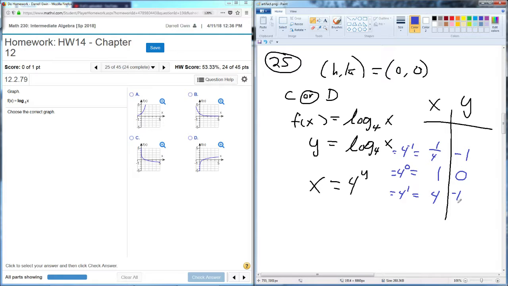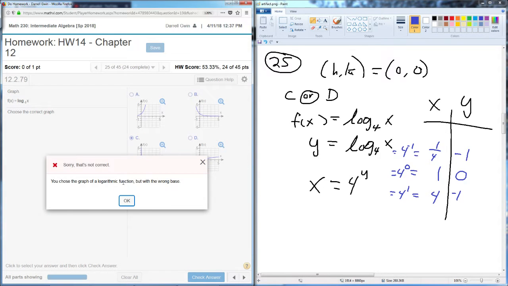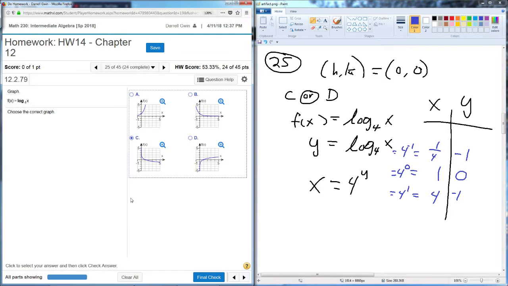So 4 to the right, 1 down. Between these two, which one has it? 1, 2, 3, 4 to the right, 1 down. Nope, there's no point there. This one, 1, 2, 3, 4, 1 down. Yep, it's right there, so it's definitely C. Domain and range. Uh-oh, what did I do wrong? Oh, 4 to the right. Oh my gosh, did I do that? That was supposed to be a positive one. Erase it. How did I make that a negative one?